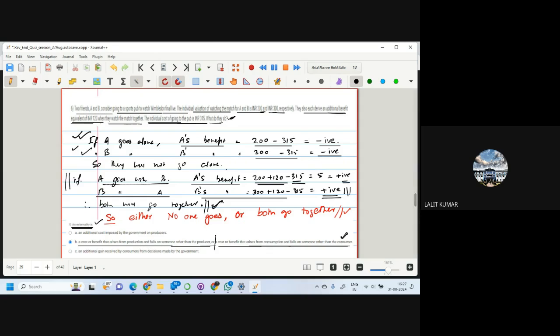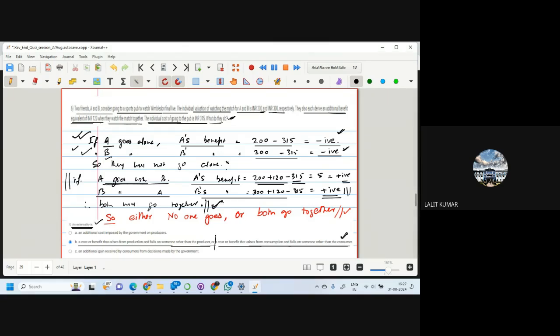What do they do? If A goes alone, his benefit is 200 minus 315, which is negative, so he will not go alone. Similarly for B, 300 minus 315 is negative, so he will not go alone. So they will not go alone.